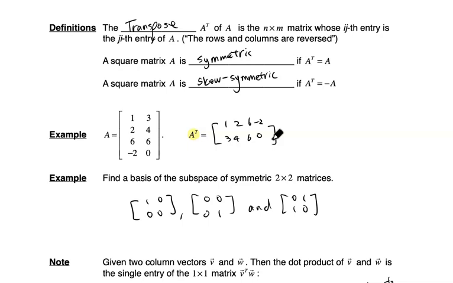So if we have a square matrix, and you transpose it and get A^T equals A, that translates as A being a symmetric matrix. And if when you take the transpose of A, you get negative A, then we call that a skew symmetric matrix.